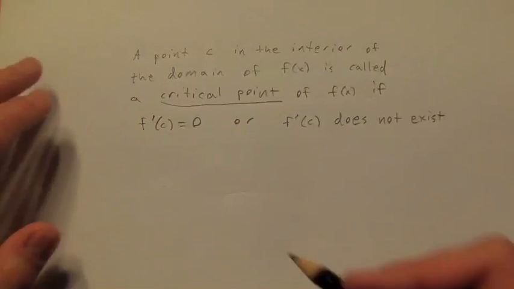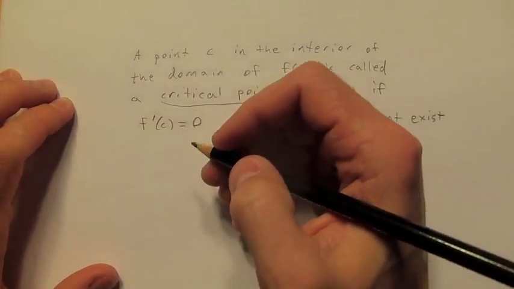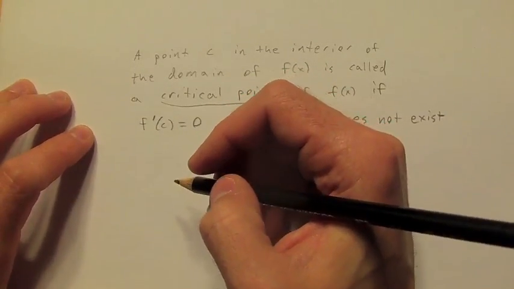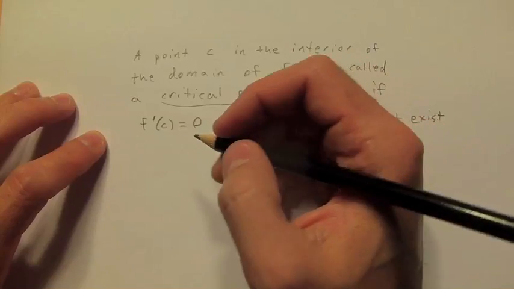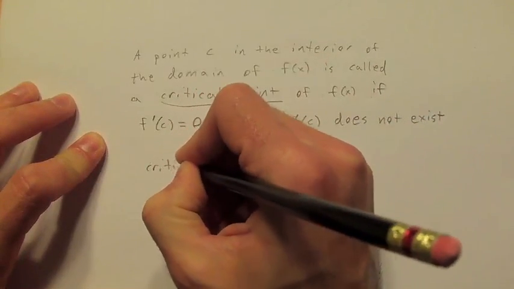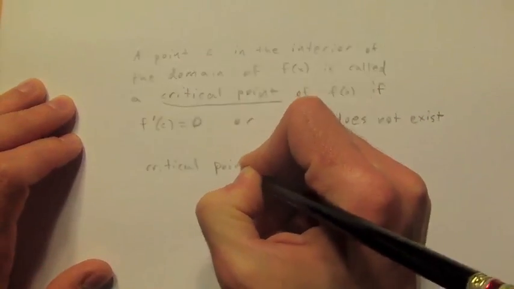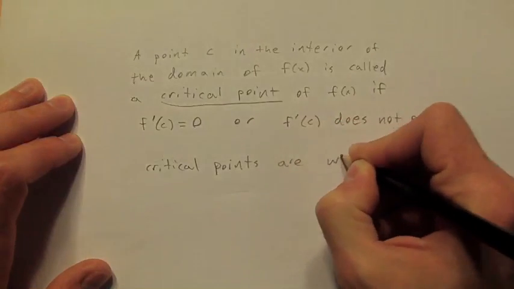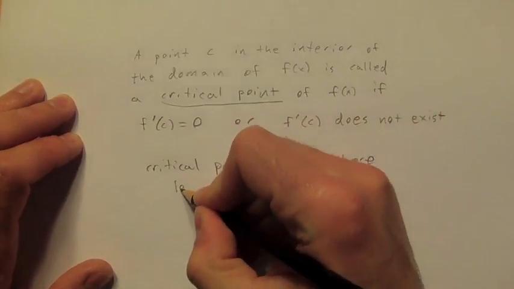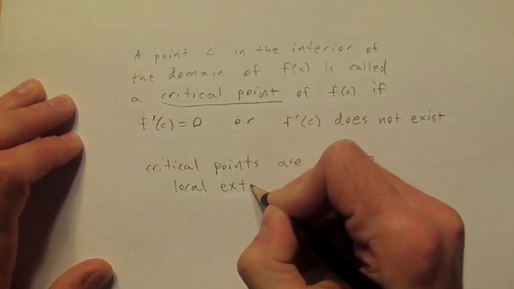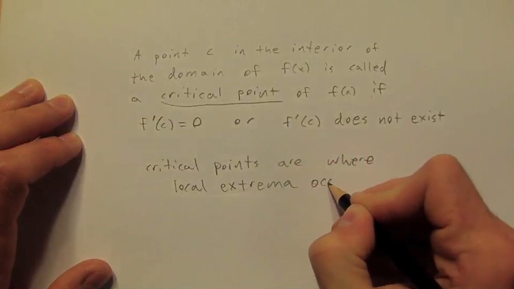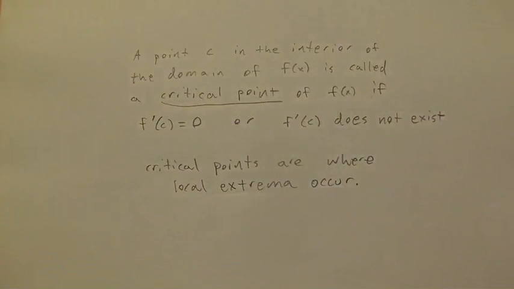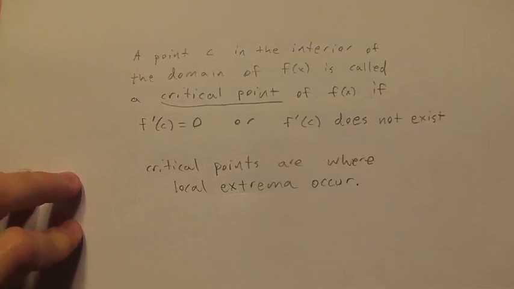And what we say is that local extrema basically only happen at critical points. So critical points are where local extrema occur. A lot of this section is about finding critical points. So let's look at some simple examples.